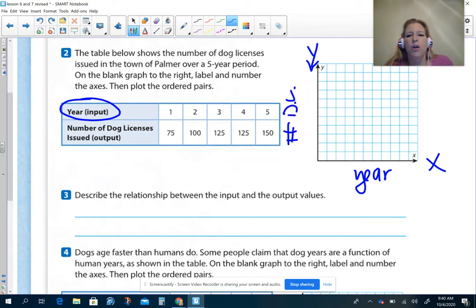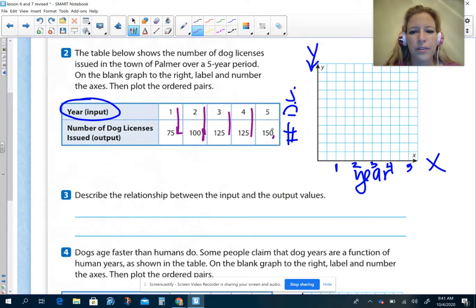Okay, so we're going up by year as 1, 2, 3, 4, 5. So what I'm going to do is kind of stretch this out a little bit since I'm only going to 5. I'm going to go 1, 2, 3, 4, 5. And my dog licenses, I'm going up by 75. Okay, or let's just look at the output and see how we're moving. Okay, so for this one is 75, and then 2 is 100, 125, 125, and 150.